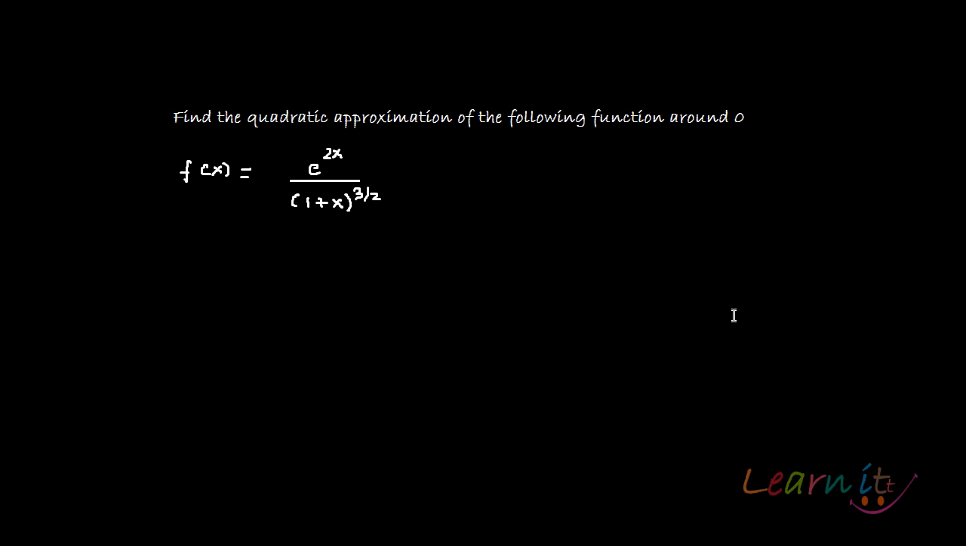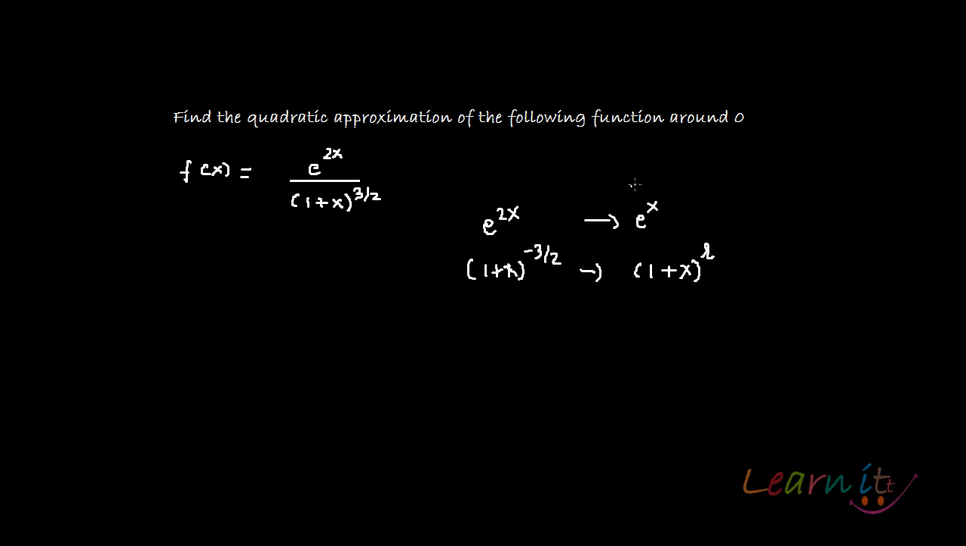Look at the following function. Looks familiar? Yes, we have looked into the linear approximation of this function. This is essentially a product of two functions in itself, right? If you remember correctly, this one is e to the power 2x, which of course looks like e^x, and another function is (1 + x) to the power minus 3 by 2, which looks like (1 + x) to the power any real number r.